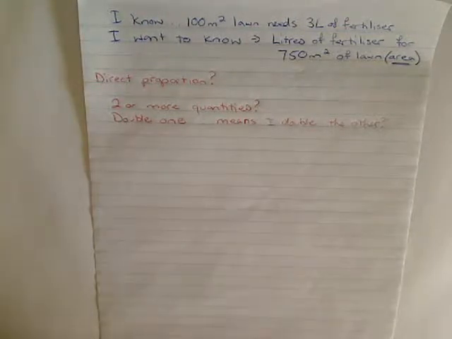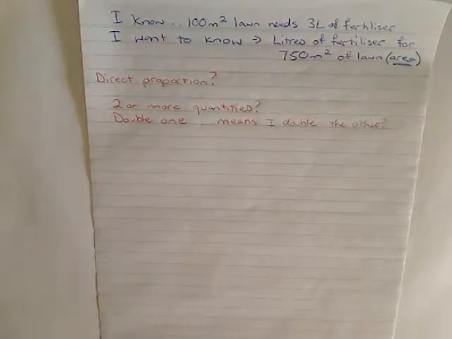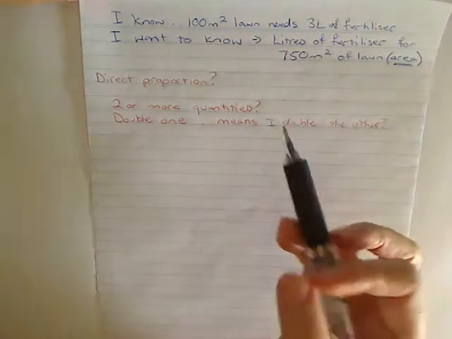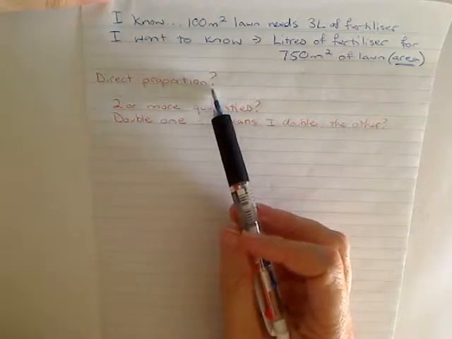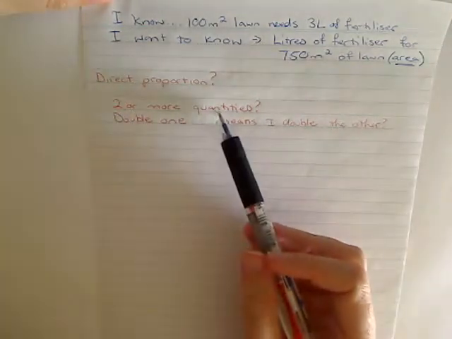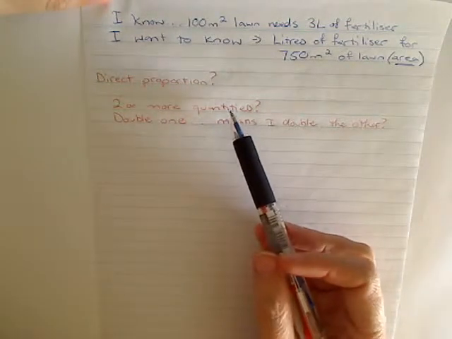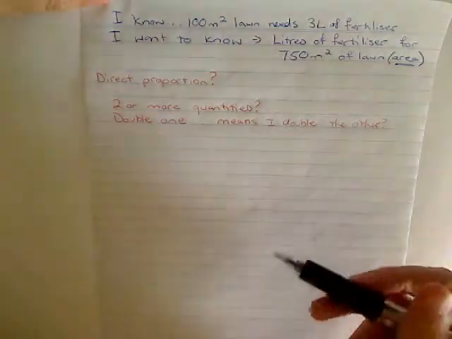Okay, we're looking at the lawn and fertiliser question. If you'd like it stepped through, the solution is in your learning guide. First of all, I'm checking if it's direct proportion. Are there two different quantities that are being compared? And in this case we could say yes, there are.